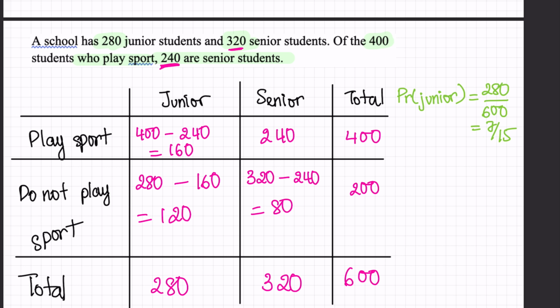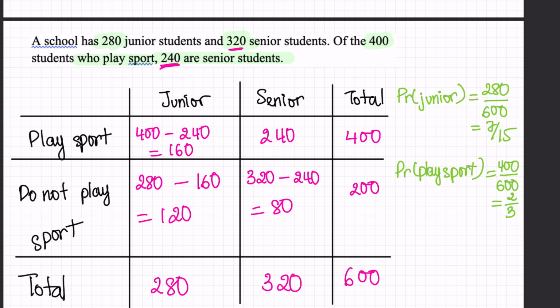Now the next one, the probability of a student selected at random who plays sport. So a student who plays sport. Again, they are junior, they are senior, it doesn't matter. I only want the ones who play sport. 400 over the whole population, 600, simplify to 2 over 3.